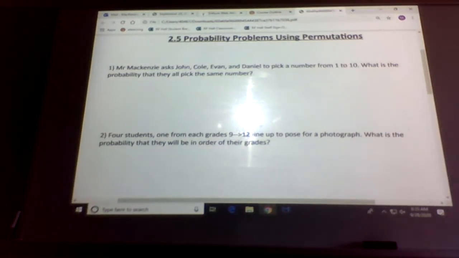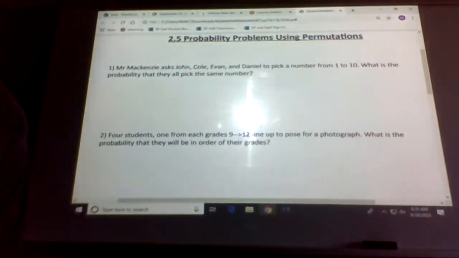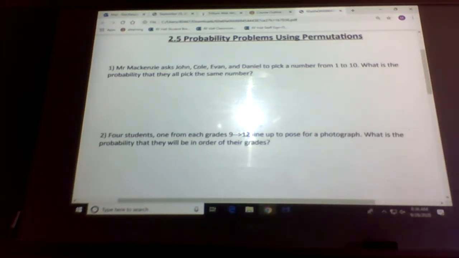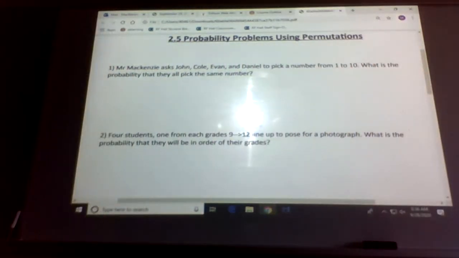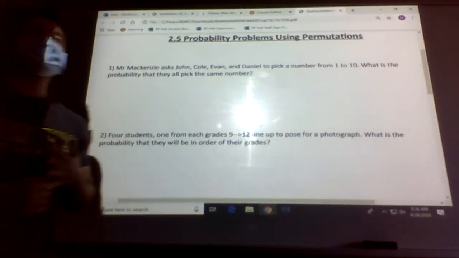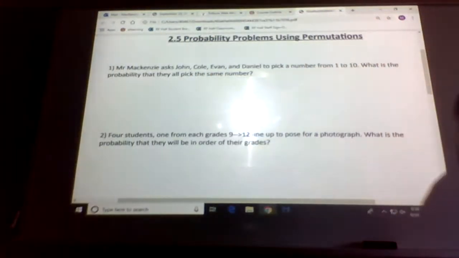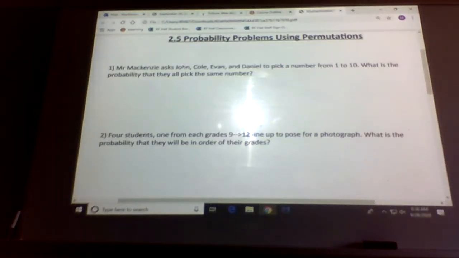Okay, so my question for you is, is this an and or an or question? It's and. So John picks the number, and Cole, and Evan, and Daniel. They all pick the same number, okay? It's not that Daniel picks one or the other guy picks it. No, they all do it together, so it's an and. So if it's an and, what operation are we going to be doing?